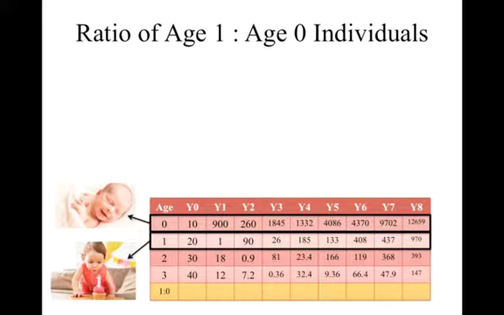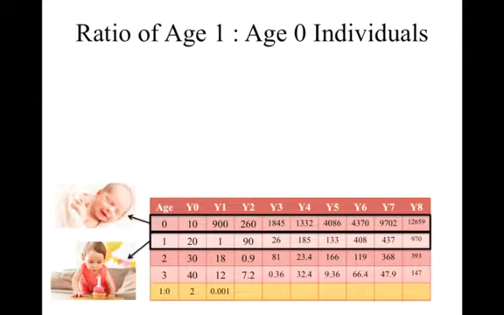So if I want the ratio of age 1 to age 0 individuals, in year 0, I have 20 age 1 individuals, I have 10 age 0 individuals, and so my ratio is about 2 to 1 or 2. 1 year later, though, it's a little bit different. I only have 1 age 1 individual, and I have 900 age 0 individuals, so I get a much smaller number, 0.001.